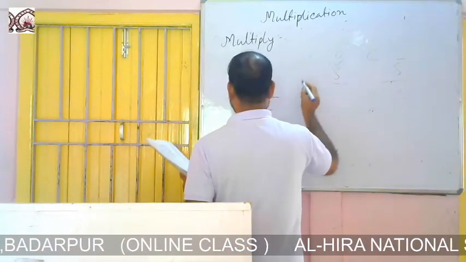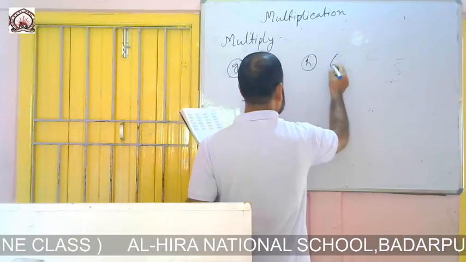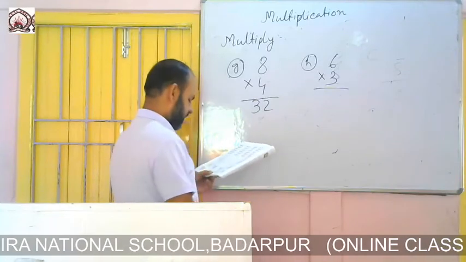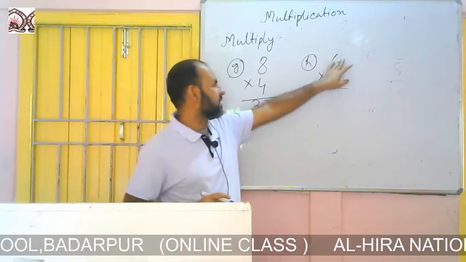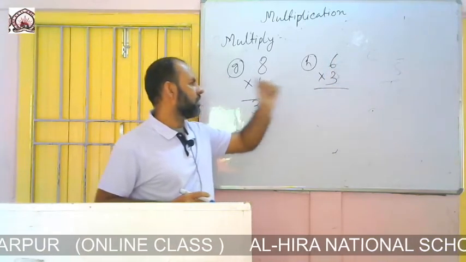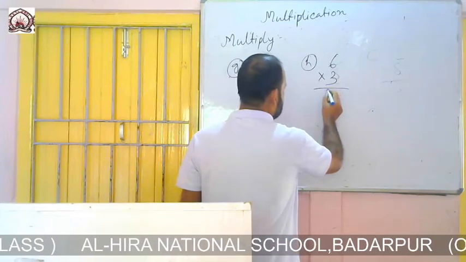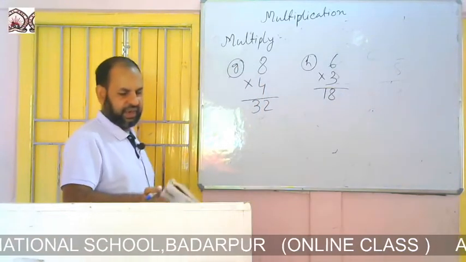Next, 6 into 3. So 6 3s are, 6 1 is 6, 6 2s are 12, 6 3s are 18. Answer is 18.